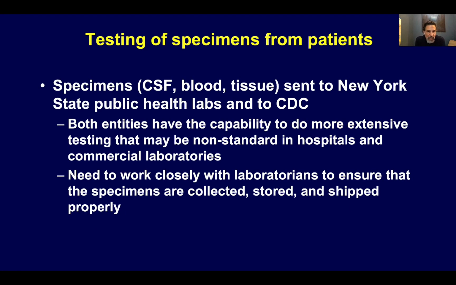And this was why there was added testing recommended here. More testing could potentially identify the actual cause, the actual virus that was causing the cases of encephalitis and meningitis. So the state and the CDC both have the ability to do more extensive testing than standard testing available in hospitals and commercial labs. And it's also important, since these are non-standard tests, for epidemiologists to work closely with laboratories and laboratorians to ensure that the specimens that they need, which are not routine necessarily, are collected, stored, and shipped properly so that they can be tested as quickly as possible with results turned around as quickly as possible.